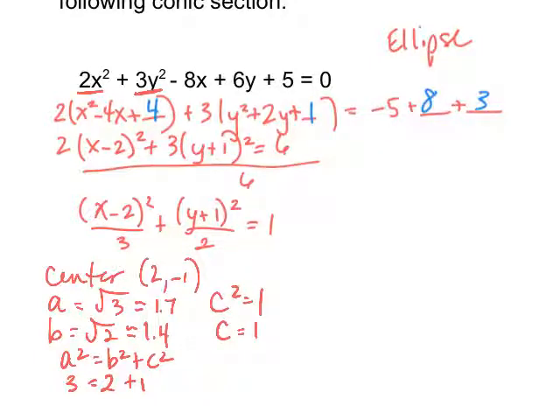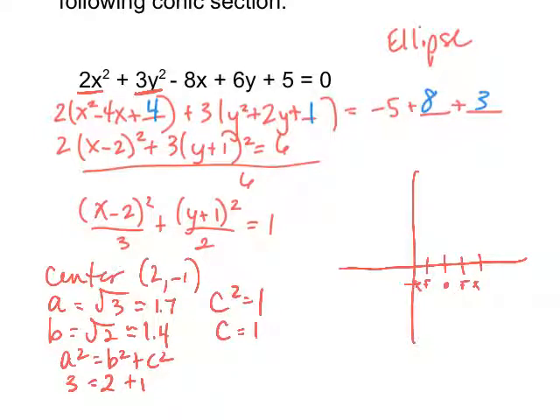So let's go ahead and graph it. We know it's a horizontal ellipse because a squared, the larger value, is 3, and that's under the x term. So let's plot our center at (2, -1). And then we can plot the foci points. They're 1 away, so here's a focus, here's a focus. And then our vertices are root 3 away from the center, so just about 2. Here's a vertex, and here's a vertex.